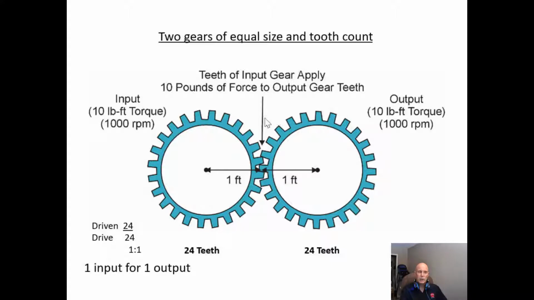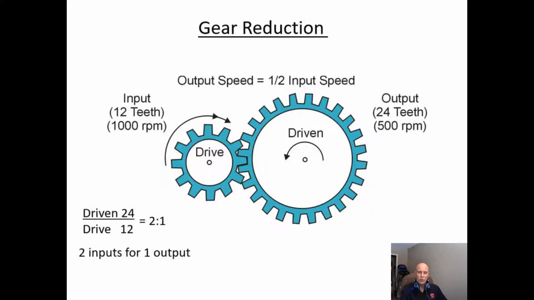So let's take a look at a few gear sets. For instance, a reduction gear: if our input gear has 12 teeth and we're turning it at 1,000 RPM, our output speed is going to be half of the input speed. So it's going to be 2 to 1.